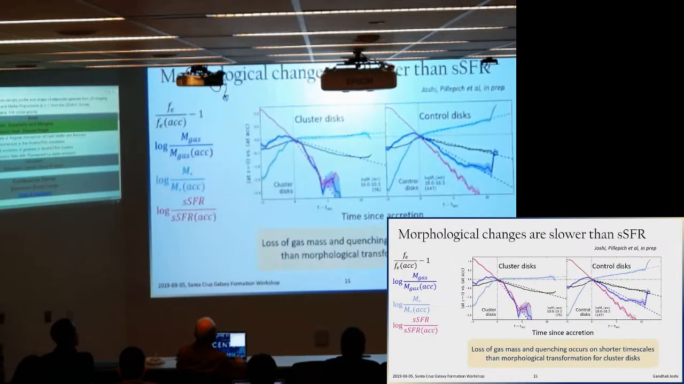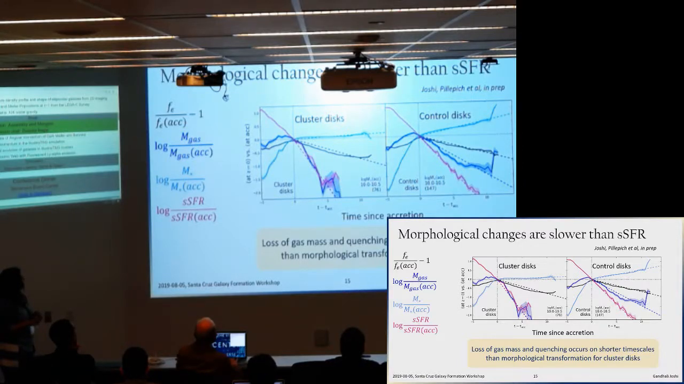And then finally, looking at the evolution of morphology versus various other properties. So this is looking at the average evolution of morphology, or the circularity fraction here, gas mass, stellar mass, and specific star formation rate. This is just the intermediate mass bin. And we've normalized by the values at accretion so that we can compare all 4 quantities.